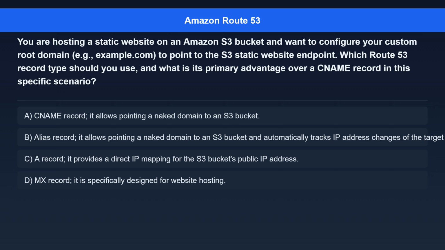Option A. CNAME record. It allows pointing a naked domain to an S3 bucket. Option B. Alias record. It allows pointing a naked domain to an S3 bucket and automatically tracks IP address changes of the target AWS resource. Option C. A record. It provides a direct IP mapping for the S3 bucket's public IP address. Option D. MX record. It is specifically designed for website hosting.